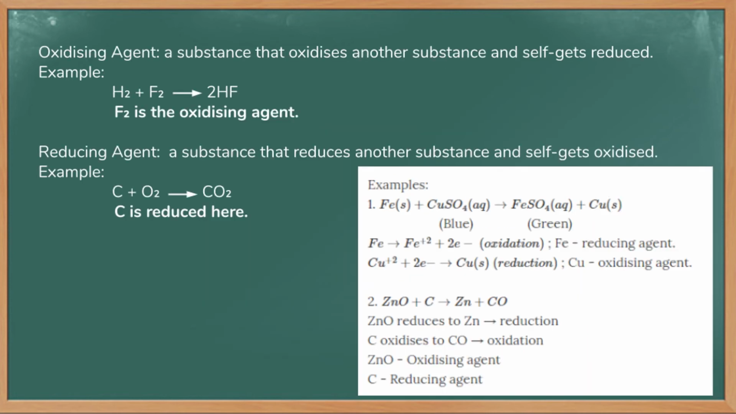Some other terms related to redox reactions are oxidizing agent, a substance that oxidizes another substance and itself gets reduced. In the given equation, fluorine is the oxidizing agent. Reducing agent, a substance that reduces another substance and itself gets oxidized. Carbon is the reducing agent.